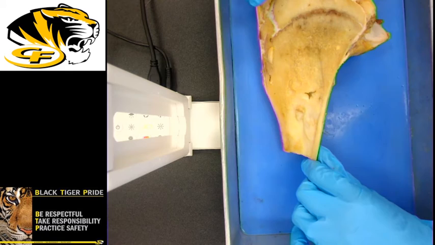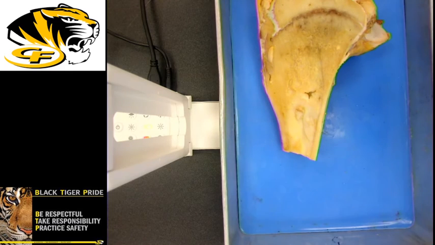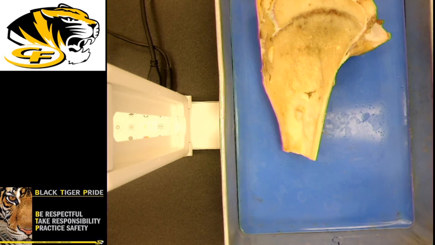All right. So on your lab document, it says to compare and contrast the texture and appearance of cortical bone and trabecular bone. Include the location in your answer. So please answer that question as you see fit.